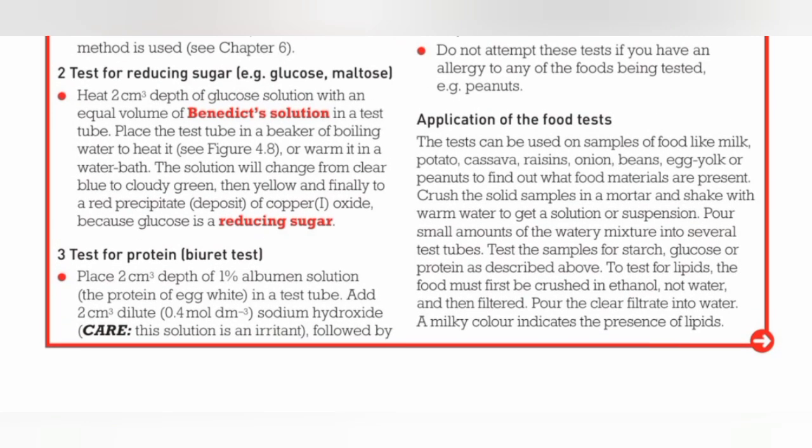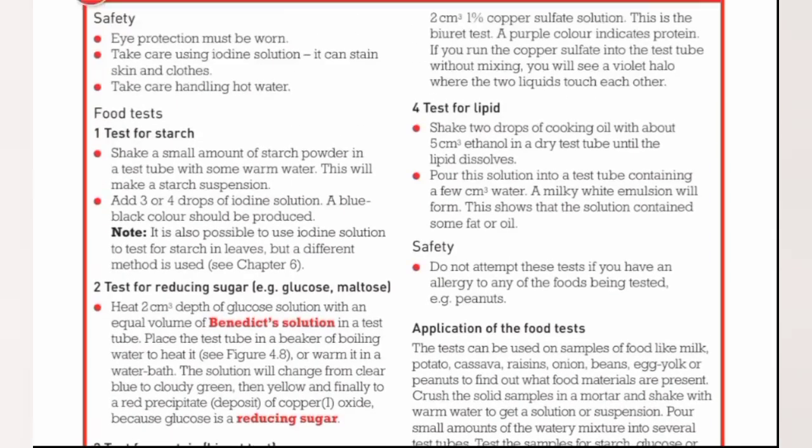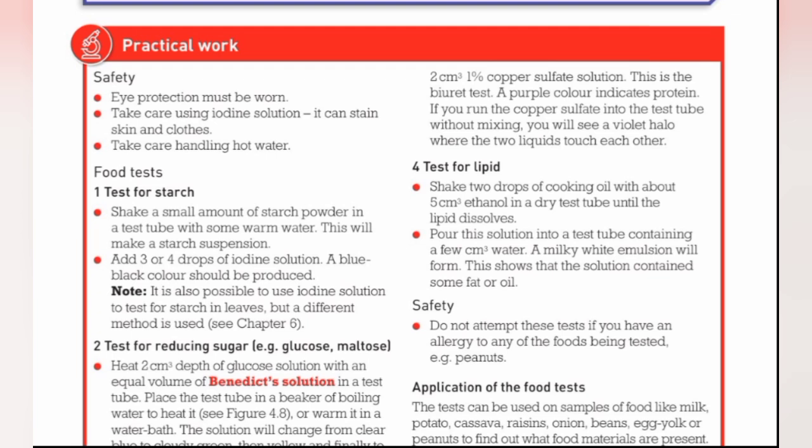Now the third test is for proteins. Proteins can be detected using the Biuret test. Now discuss the procedure. Place the food sample in the test tube. Add sodium hydroxide solution. Then add a few drops of copper sulfate solution. Now start the observations. If protein is present, the solution turns purple or violet. If protein is absent, the solution remains blue. This is because the chemical reacts with the peptide bonds in the protein, producing the purple color.